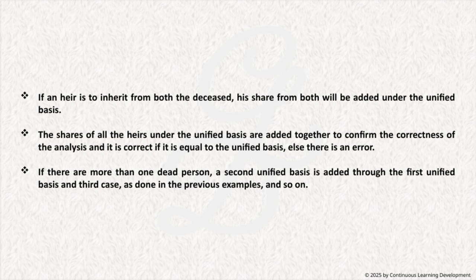And what if there are multiple deceased individuals? Well, in that case, we don't stop at just one unified basis. Instead, we add a second unified basis through the first, then a third if needed, much like we saw in the earlier examples. This step-by-step approach helps us manage complex inheritance scenarios systematically, ensuring that each case is handled with clarity and precision, which ties back to our overall goal of accurate and fair inheritance distribution.